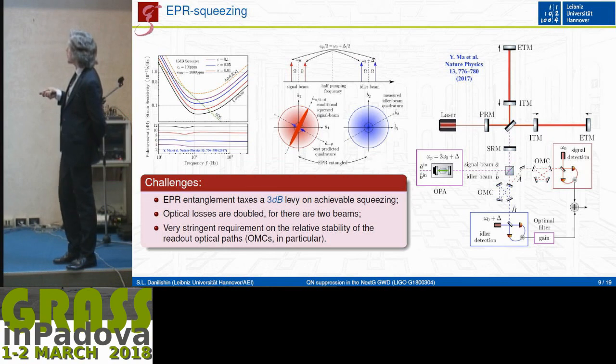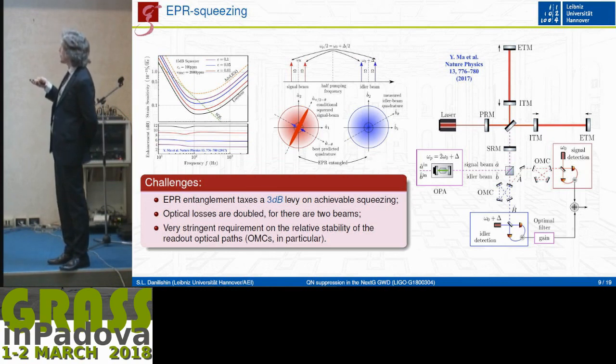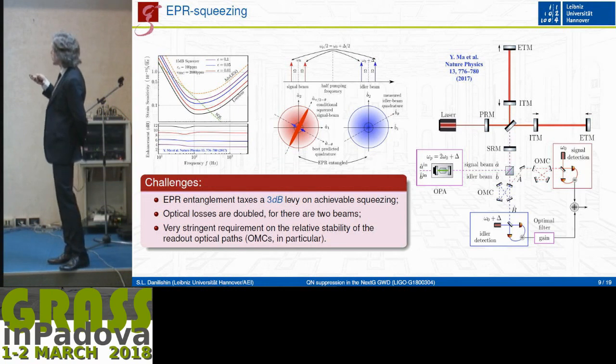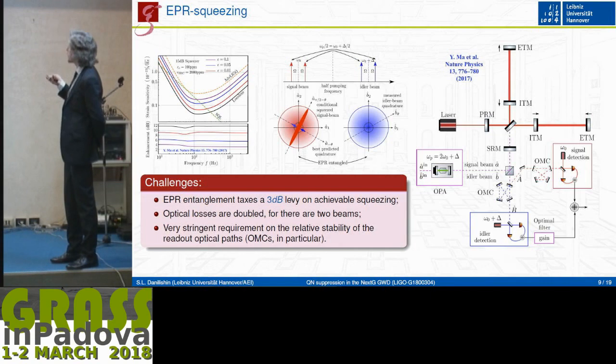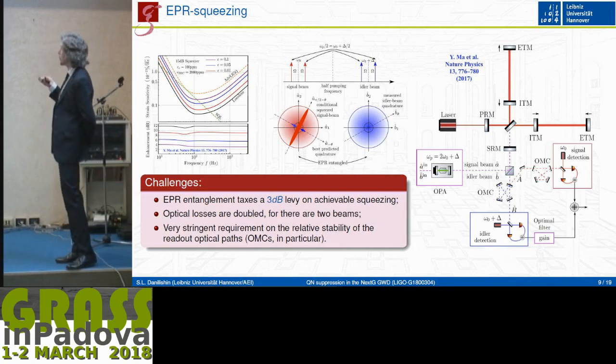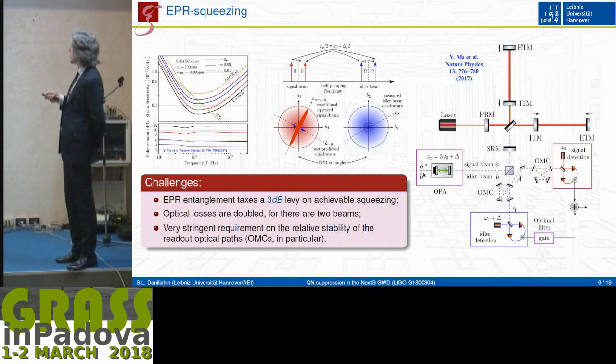The expense is that you always have a penalty of 3 dB because of the entangled nature of these two beams. And there is a problem of optical losses in the readout train. You basically have to keep the optical path of the idler and the signal very, very stable with respect to each other. Otherwise, it doesn't work. It introduces additional noise, destroying the correlations between the two entangled beams, which you use for obtaining improvement in sensitivity.